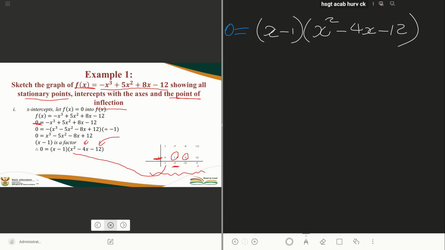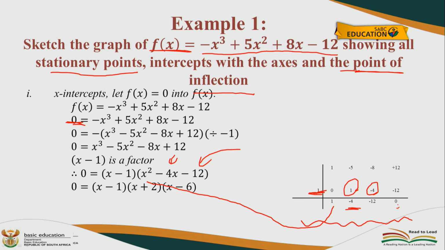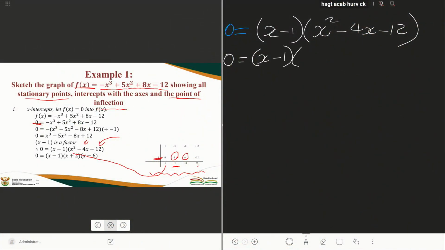Can I factorize this part? Yes. I can use the factors of 12, maybe 3 and 4, or 6 and 2. Let's check. I was supposed to introduce you to another part, but let's check the simplest one. Yes, I can factorize that part. And then, so what do we have? We're having 0 is equal to x minus 1, x plus 2, and then x minus 6.